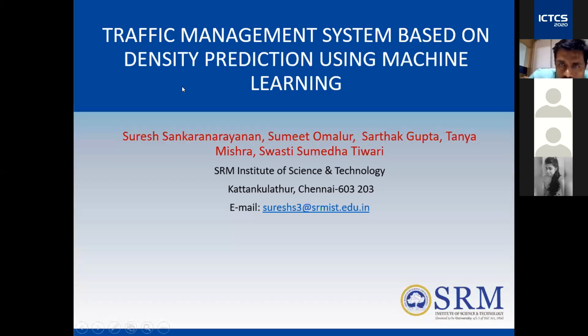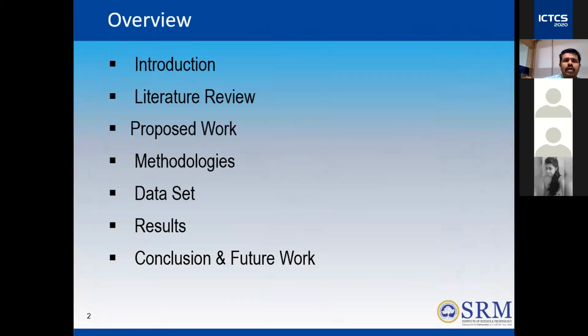Good morning, everyone. My name is Suresh Shankar Narayanan. I'm a professor in the School of Computing at SRM Institute of Science and Technology. These are my co-authors, who are my BTech project students who completed the project. The title of this paper is Traffic Management System Based on Vehicle Density Prediction Using Machine Learning. The agenda of my presentation starts with introduction, literature, proposed work and the methodologies I've used, then the data set, results, conclusion, and future work.